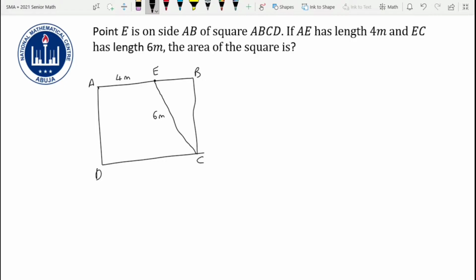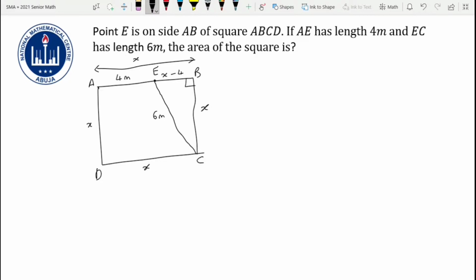So let's assume the length of the square is x. That means that BC is going to be x. AD and CD are going to be x as well. So we'll write it down too. And side AB will be x. So that means that this whole length here will be x. Since we know that AB is x and AE is 4, it means that EB is going to be x minus 4. Since AE plus EB has to be x.